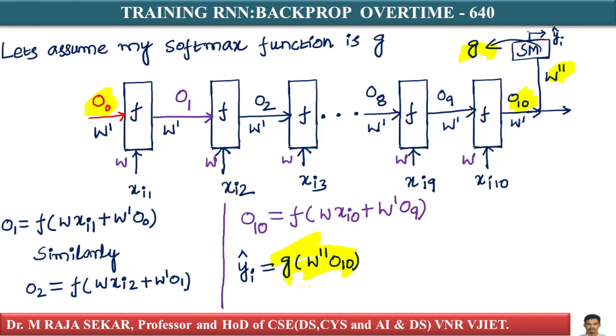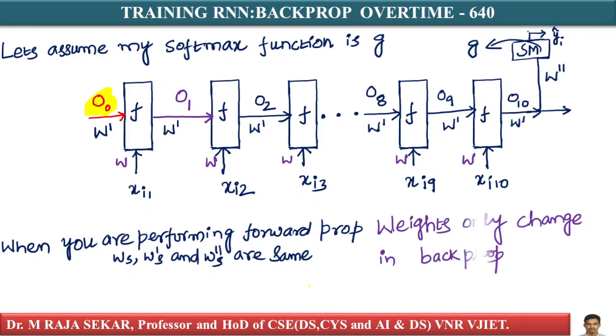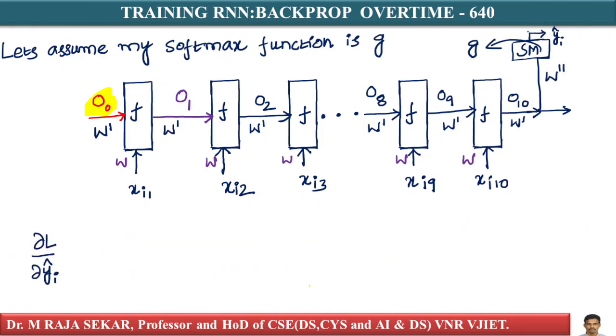Forward propagation is in the forward direction. Now what about back propagation? My backward propagation is in the opposite direction of your arrows. Actually very, very simple. So you have your loss function here. I can compute the derivative. Just see, when you are performing forward propagation, W, W dash and W double dash are the same. Weights only change in backward propagation, isn't it?